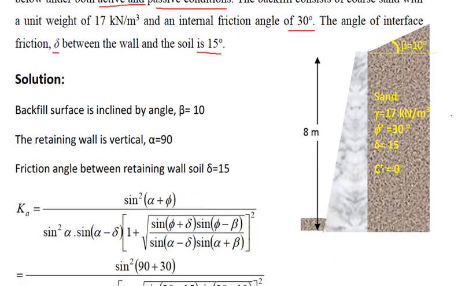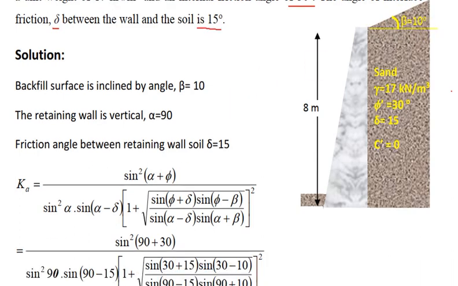Here is a retaining wall with a vertical back face and backfill with the following properties: gamma equal to 17 kN per meter cubed, phi equal to 30 degrees, delta equal to 15, and cohesion equal to 0. The backfill surface is inclined by an angle beta equal to 10 degrees.